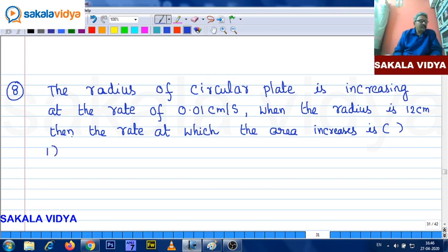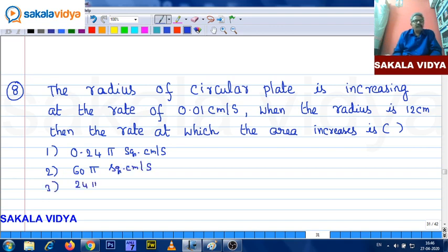So, first one 0.24 pi square centimeter per second. Second one 60 pi square centimeter per second. Third one 24 pi square centimeter per second. Fourth one 1.2 pi square centimeter per second.